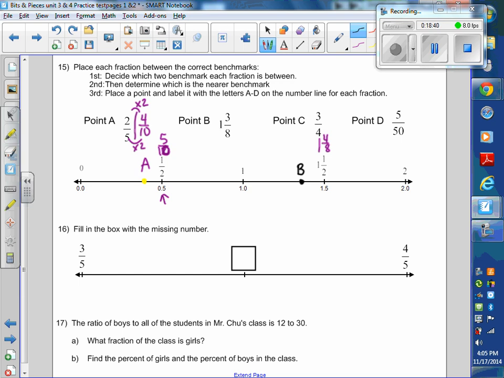For point C, 3/4, that's halfway between, because if I take my whole and divide it into 4 equal parts, halfway is point C. So it's exactly in the middle. And point D, that's the same as 1/10. So that brings us back to the tenths. If 1/2 is 5/10, 1/10 would be about here. D. So you just place your point and give it the label.